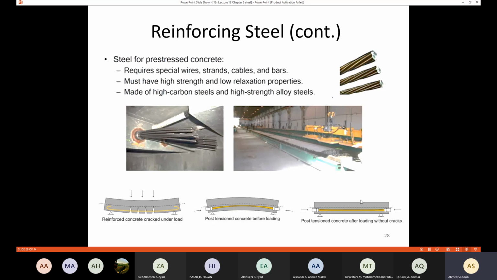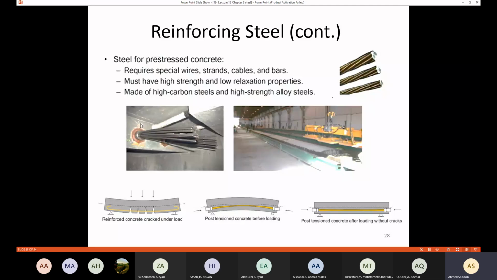Then when I apply the load again, I already have a compression here. When you apply tension, the compression is going to balance the tension so that in the end I'm not going to have any tensile stresses at the bottom. This is the idea of pre-stressed concrete, or sometimes we call this post-tension concrete.